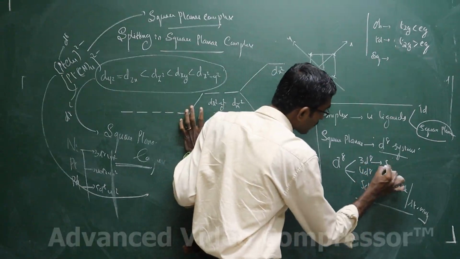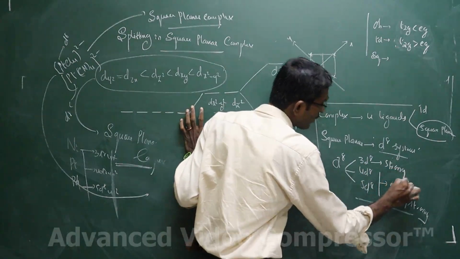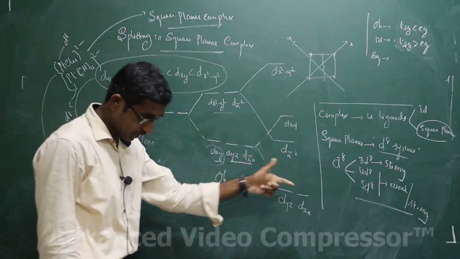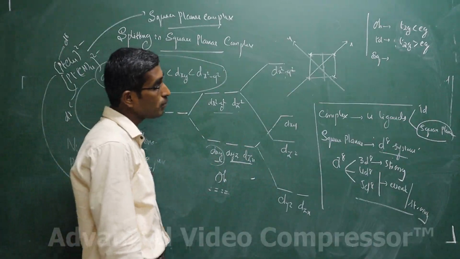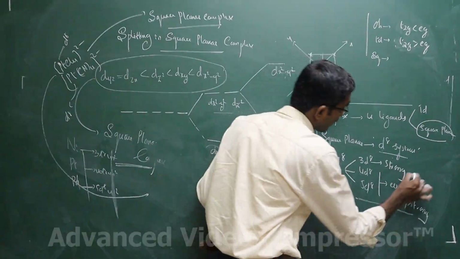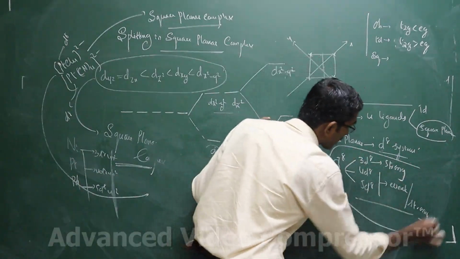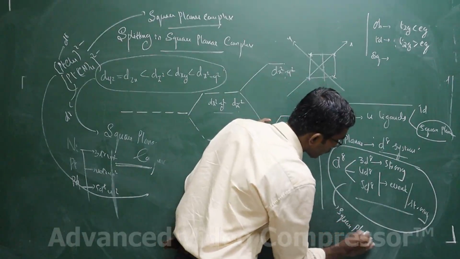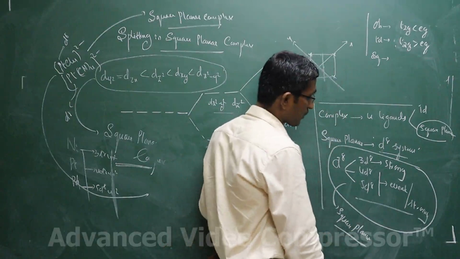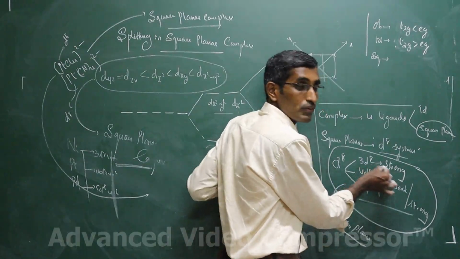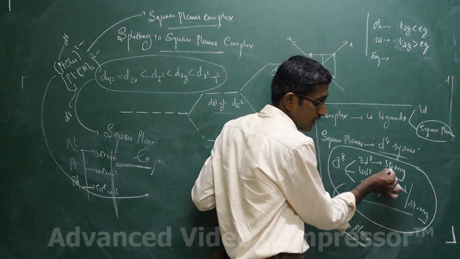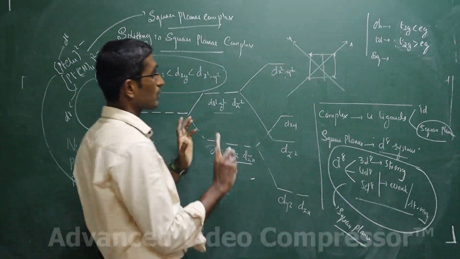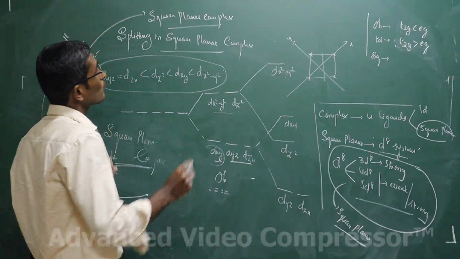For 3d, only strong ligands will form the square planar complex. Weak ligands will form a tetrahedral complex. Very important, keep this point in mind. This is about square planar: a square planar complex will be formed by a 3d8 system having a strong ligand. With a weak ligand it is tetrahedral. For 4d and 5d, it doesn't matter whether it is weak or strong; it will always form a square planar complex.